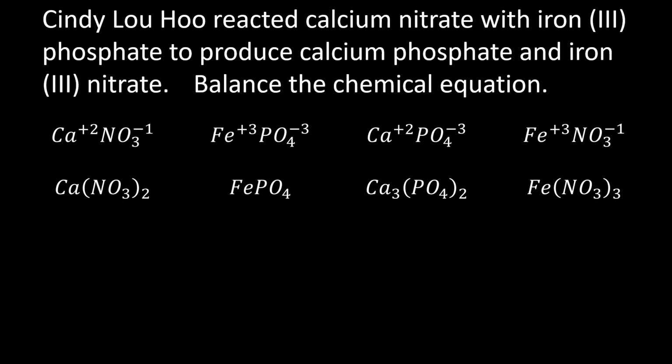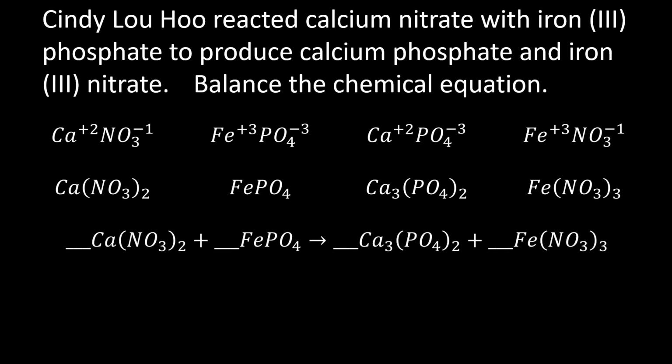So we can put this into a chemical equation, and we can see that it still needs to be balanced. The number of atoms on both sides is not the same. First, let's look at the calciums. There's 1 calcium atom on the reactant side and 3 on the product side. So we could put a 3 in front of the first reactant to correct that.